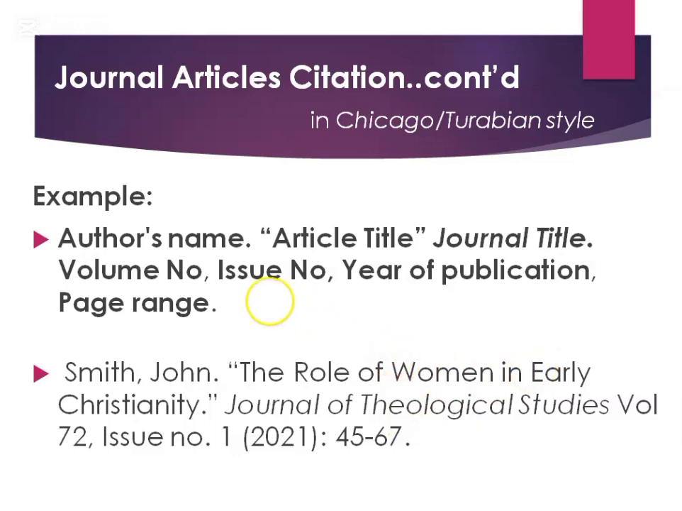All right, let's quickly review this citation. The author's name, Smith, is the surname, followed by a comma, then John is the first name, then a full stop. And here we have the quotation. It is quoted, The Role of Women in Early Christianity. That is the title. And closing the quotation with a full stop. Then the name of the journal, that is the title of the journal. It belongs to the Journal of Theological Studies.